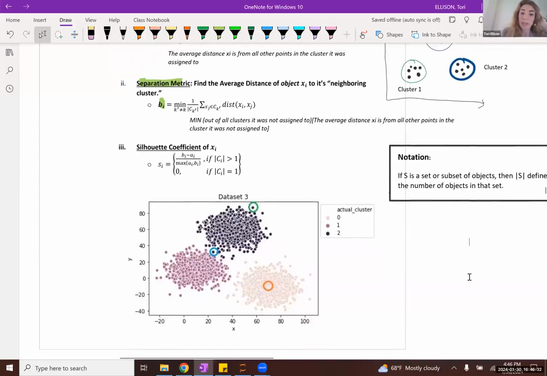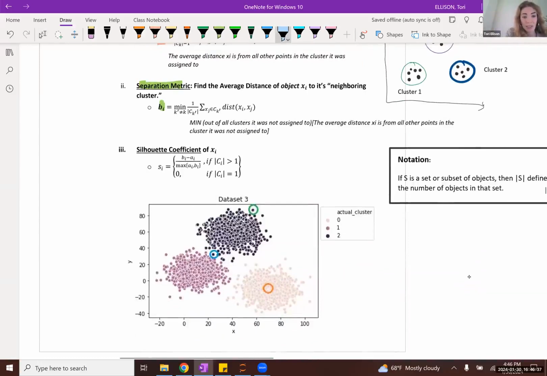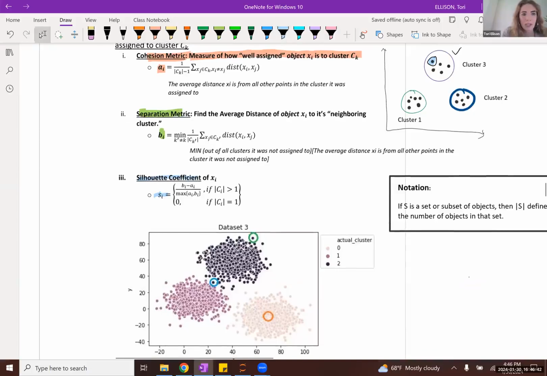And then finally, we calculate our silhouette coefficient by using that BI and that AI that we just calculated. So this is our SI. And so our silhouette score for a given point is basically BI minus AI, and then we normalize by the maximum of AI and BI. And this is for basically any cluster that has more than one observation. If a cluster simply just has one observation, then the silhouette score is set to 0.